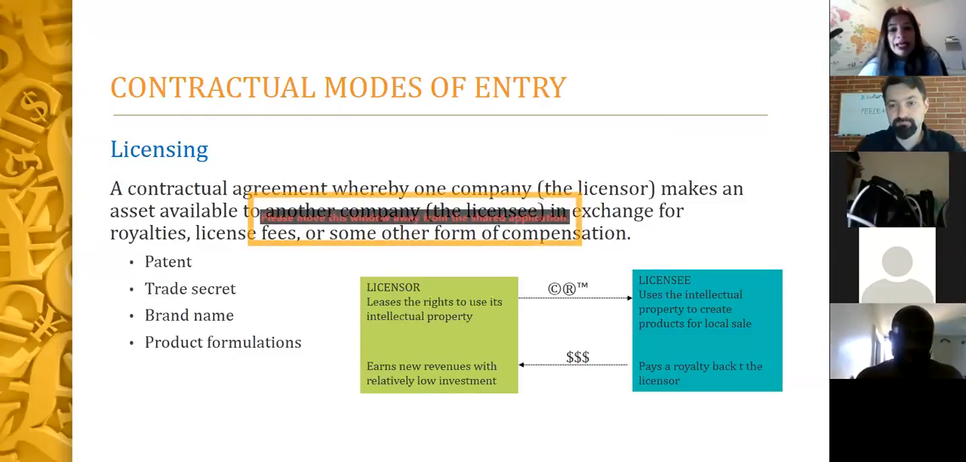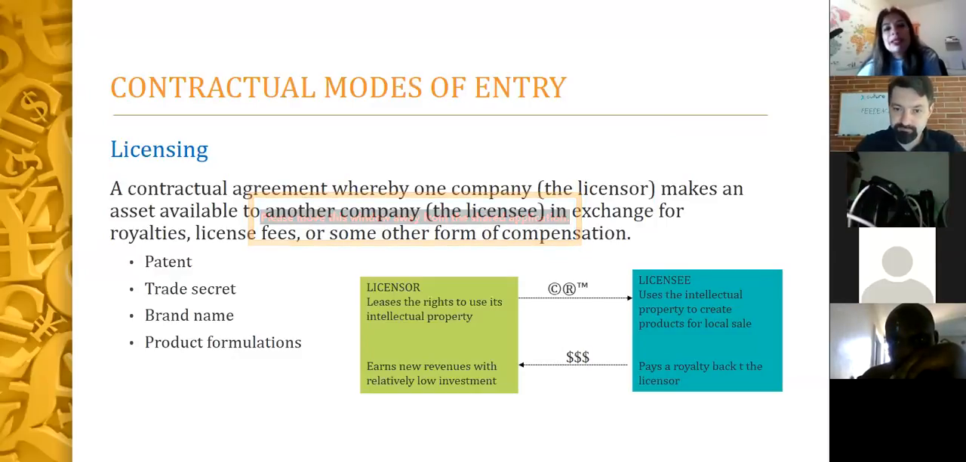Now, what can the licensor offer? It could be their brand name. It could be like the Disneyland brand name. It could be some product. It could be a trade secret that they have, a technology which is unique to the company, or it could be a process that is unique that the company has developed, which we call as a patent. Any of them could be a part of your licensing agreement.